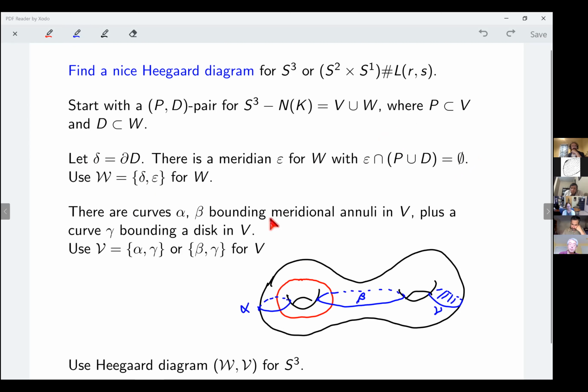Now for the compression body part, there are also some standard things to use. You have this one sort of unique non-separating compressing disk. So the boundary we call gamma. And you have some curves alpha and beta that bound annuli in the compression body. Let's use either alpha or beta as a meridian for the handlebody in S3. So we get two complete sets of disks, and let's look at the Heegaard diagram.